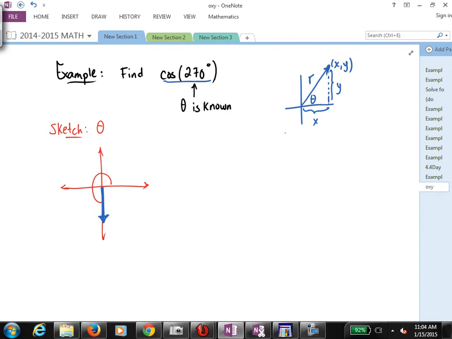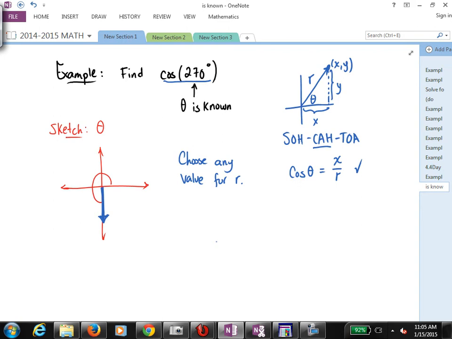Now, based on SOHCAHTOA, let's say I forgot my formula. What is cosine of theta equal to? Adjacent over hypotenuse, and on my sketch, it's x over r. So this is what I'm going to use to help me evaluate this on my sketch. Now, the only thing is that you notice that the r is a terminal side. So what we're going to do is choose any value for r.